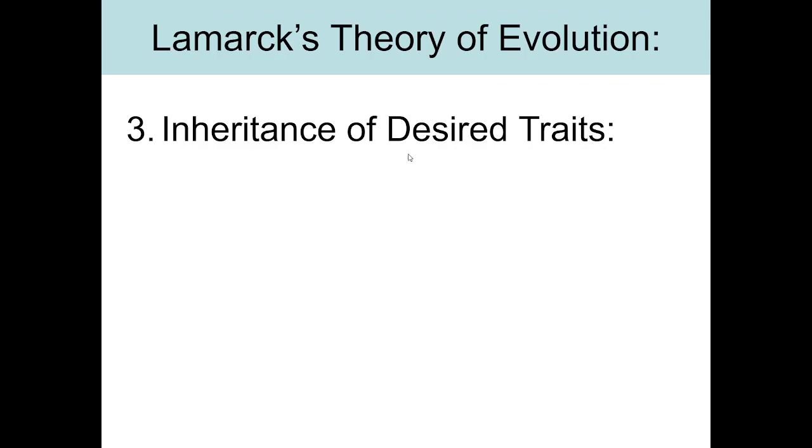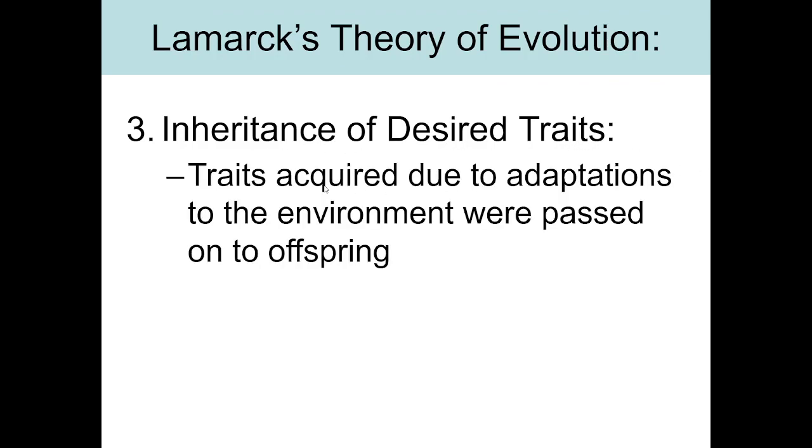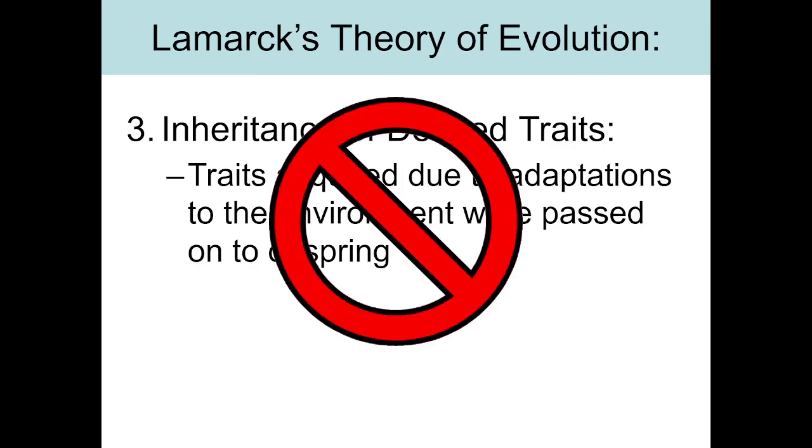Next one is inheritance of desired traits. Traits acquired due to adaptations to the environment were passed on to offspring. This is also later disproved.